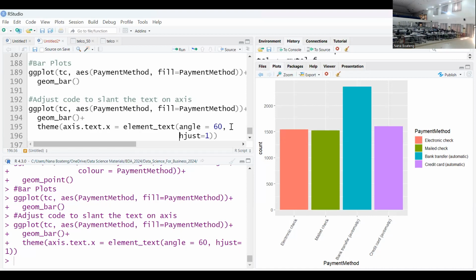Yeah. So Nana, I use the fill, but still, maybe something is wrong. Okay. Then share your screen, let's see.